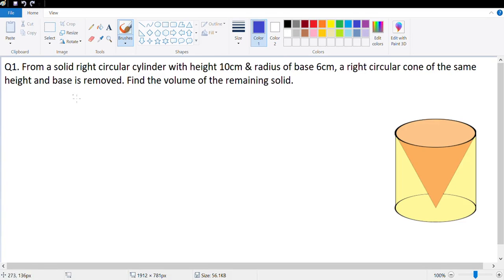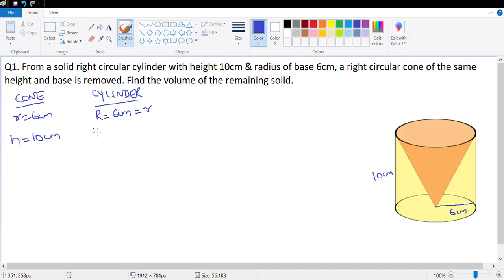From a solid right circular cylinder with height 10 centimeter, so the height is 10 centimeter, base of radius is 6 centimeter, a right circular cone of the same height is removed, which means the height is also the same and base is also the same. So for cone, R is equal to 6 centimeter. For cylinder, R is equal to 6 centimeter, which is equal to small r. Height is equal to 10 centimeter and height is equal to 10 centimeter, which is equal to small h.